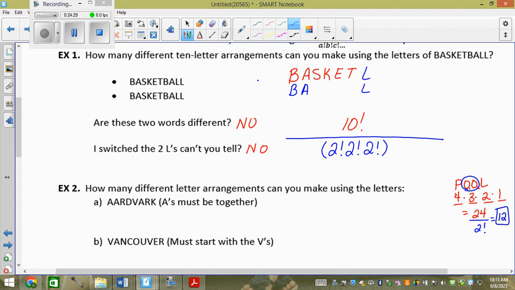How can I represent that? I could go 1, 2, 3, 4, 5, 6, 7, 8, 9, 10. I have 10 letters for this blank, 9 letters for this blank, 8, 7, 6, 5, 4, 3, 2, 1. Because I treat all the letters like they're actually different. Because doing that 2 factorial, 2 factorial, 2 factorial gets rid of the cases where they aren't. It's like the faster way instead of trying to make cases and then take out the cases where they would look the same. That factorial just does it for you. It's great. Okay?